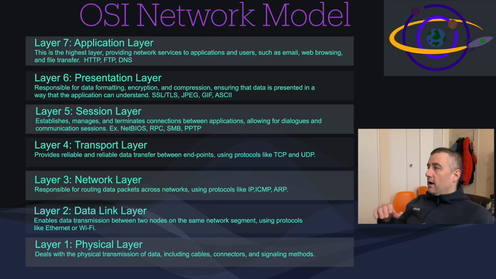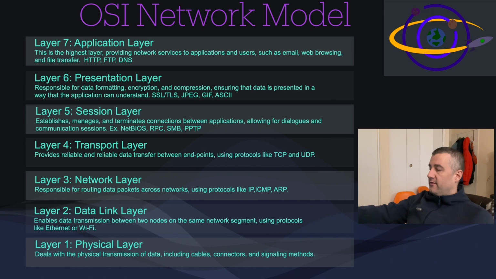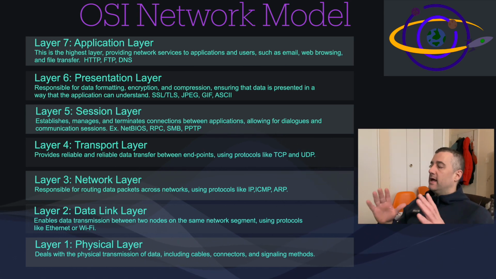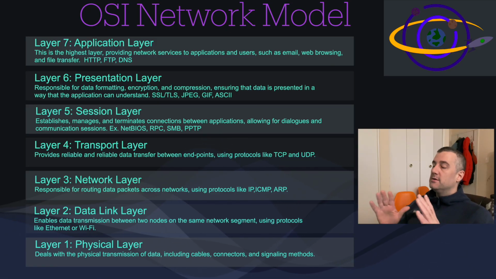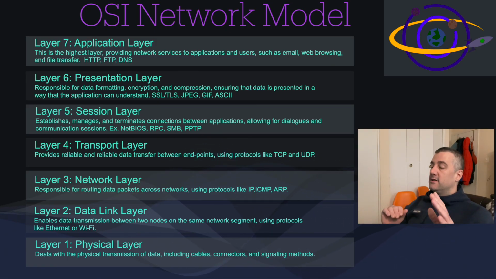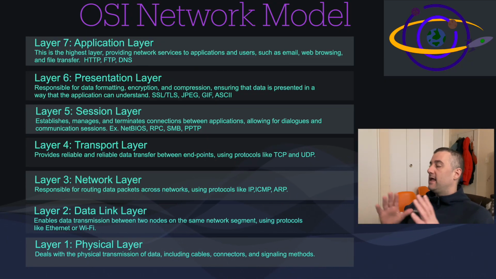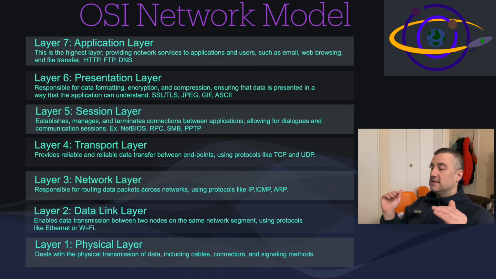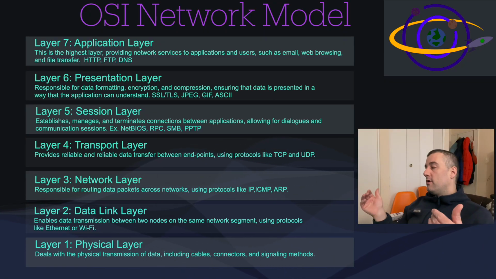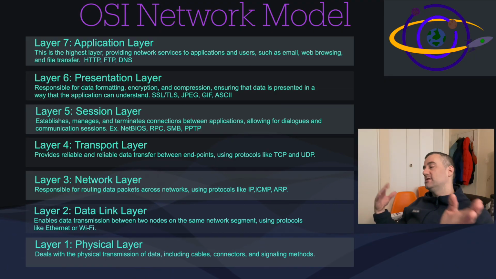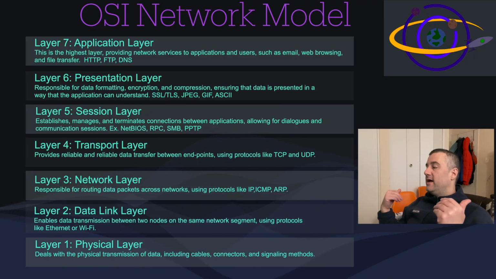So let's start with layer one here, the physical layer. This deals with the physical transmission of data, including cables, connectors, and signaling methods. Layer two is the data link layer. This enables data transmission between two nodes on the same network segment using protocols like Ethernet or Wi-Fi. This is just like direct communication from, say, a network interface to a port on a switch, right?